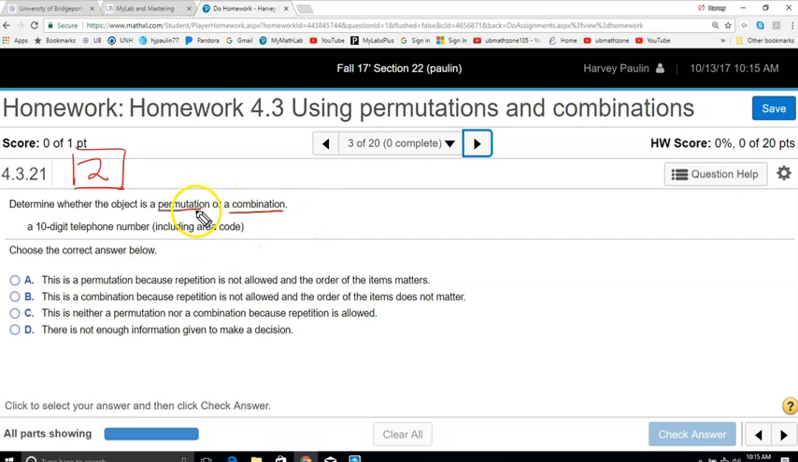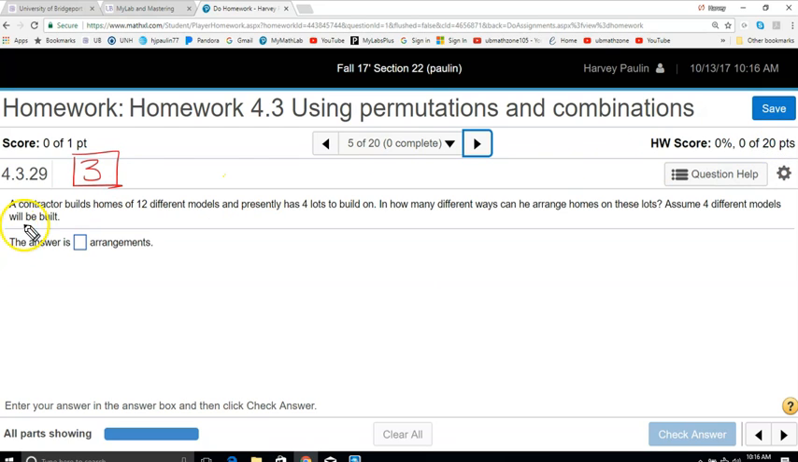Well, we said in both of these, repetitions are not allowed. In telephone numbers, you can have repetition. They are allowed. So this is letter C in this case. It is neither a permutation nor a combination because repetition is allowed. Let's go on.